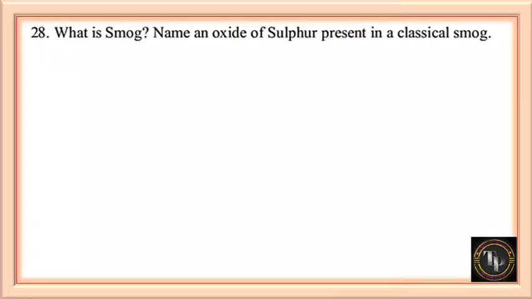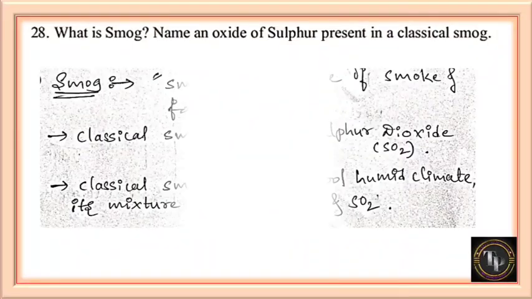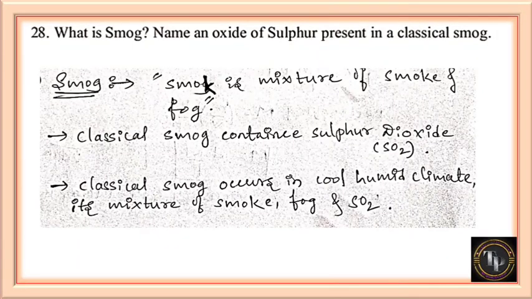What is smog? Name any oxide of sulfur present in classical smog. See there, smog is a mixture of smoke and fog. Sorry for the spelling mistake. You take it properly, guys. Smog is a mixture of smoke and fog. A mixture of smoke and fog is called smog.